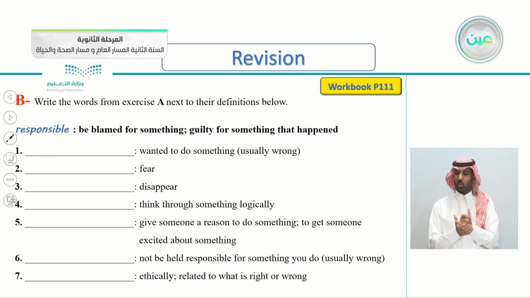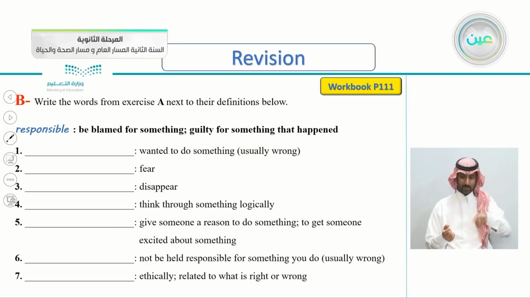Responsible, be blamed for something, guilty for something that happened. Responsible, the first one is already done. Number 1, wanted to do something, usually wrong. Someone that is wanted for doing something, this thing is usually wrong.